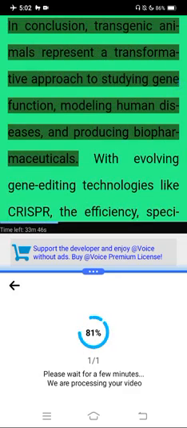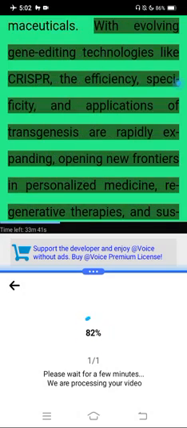In conclusion, transgenic animals represent a transformative approach to studying gene function, modeling human diseases, and producing biopharmaceuticals. With evolving gene editing technologies like CRISPR, the efficiency, specificity, and applications of transgenesis are rapidly expanding, opening new frontiers in personalized medicine, regenerative therapies, and sustainable agriculture.